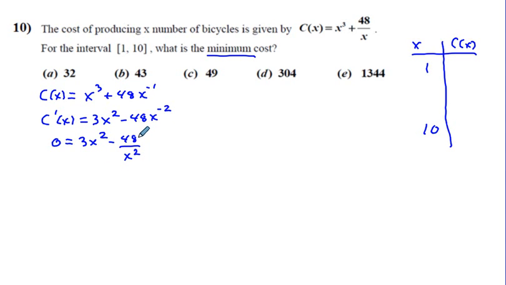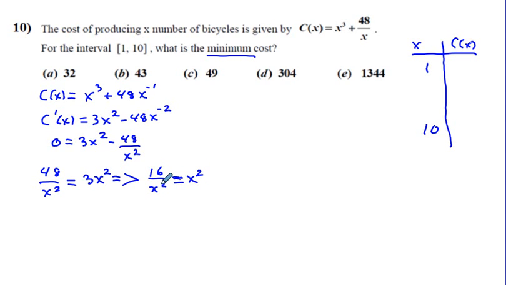We can solve this by getting a common factor if we want to, but I think it might be easier just to add 48 over x squared to both sides of the equation. So we have 48 over x squared is equal to 3x squared. And if we divide both of the numerators by 3, we're going to get 16 over x squared equals x squared.